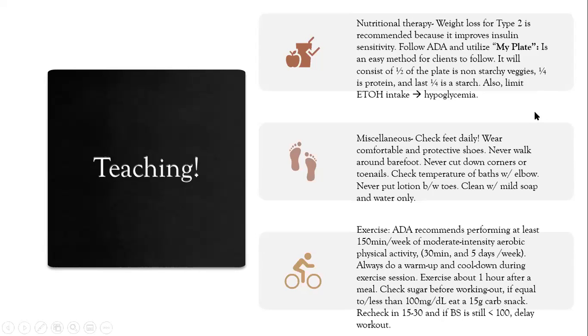The miscellaneous: feet are a huge thing with diabetics. Any LPNs or anybody who's working in healthcare fields can tell you this. They have to check their feet daily. They should wear comfortable and protective shoes. Never walk around barefoot. I almost say never even wear sandals, but we're in Florida, so you're probably going to see a lot of diabetics wearing sandals. They should never cut down the corners of their toenails. They should check the temperature of baths, if they're going to take a bath, or wash their feet, with the elbow. Never put lotion between their toes. You shouldn't keep moisture between the toes. Clean with mild soap and water only, even if they have a wound.